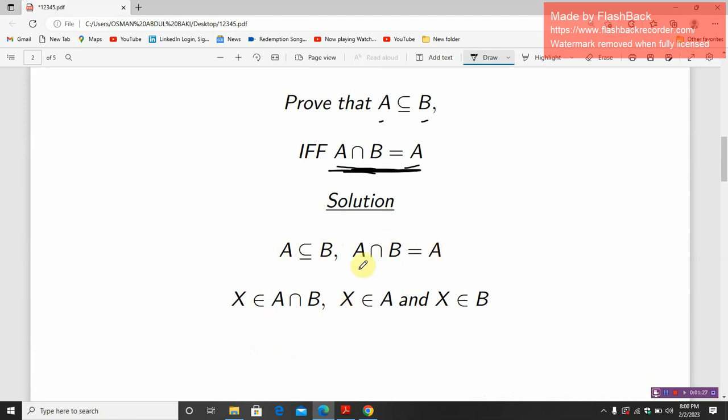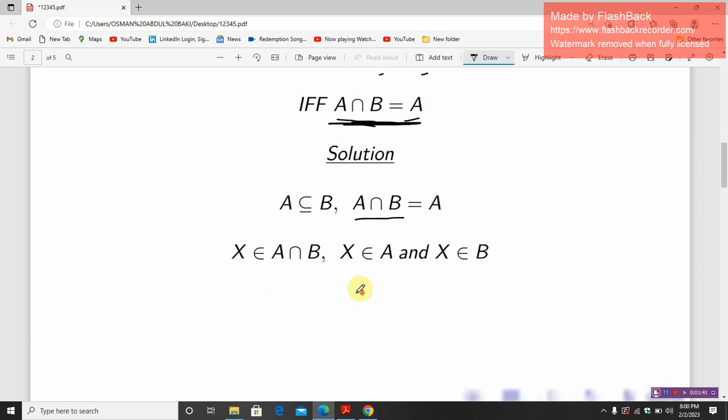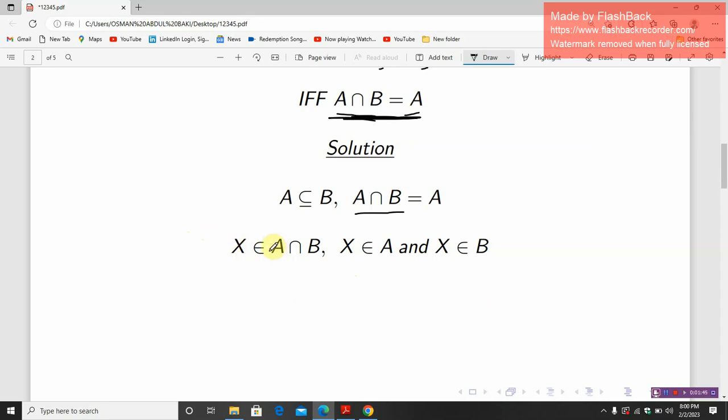All right. When we say A intersection B, it means that we want to find a certain element which can be found in set A and set B. So there is an element X which is a member of A intersection B, which means that X can be found in A and, at the same time, can be found in B. That element is called X.